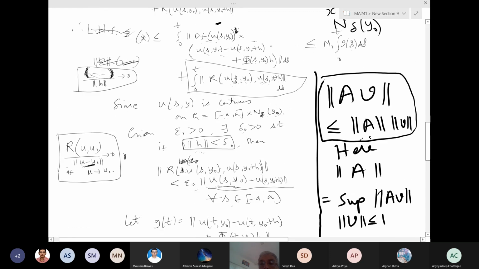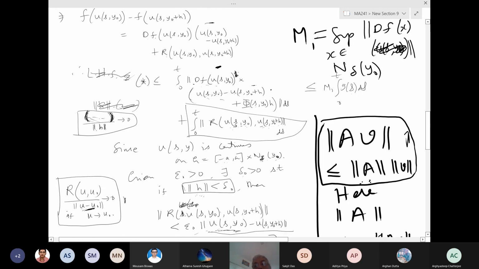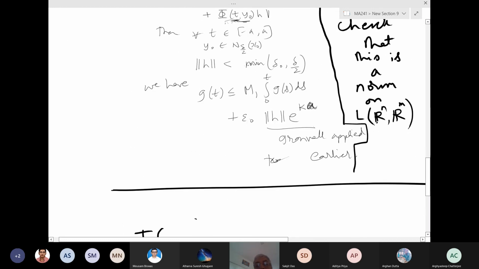And then once you have M1 as a sup over all such things, each operator norm will be less than or equal to M1. I mean, at each point it will be less than or equal to M1. So therefore, inside the integral, you can use this inequality here, and you take out M1. So that's that.